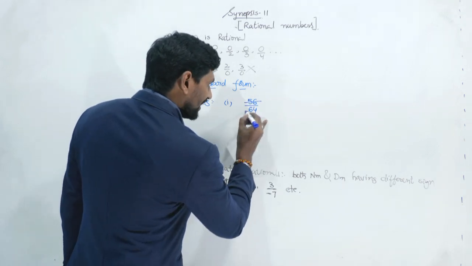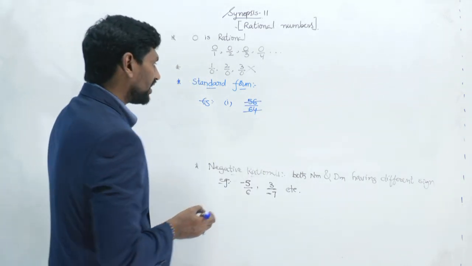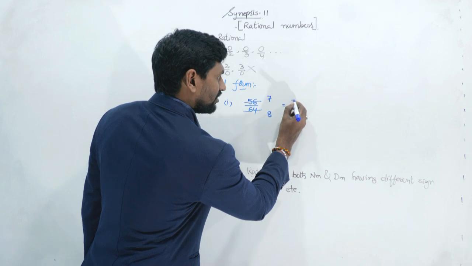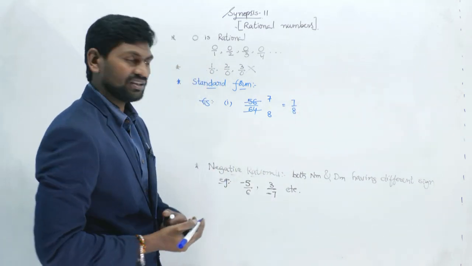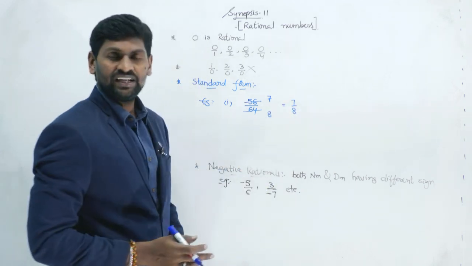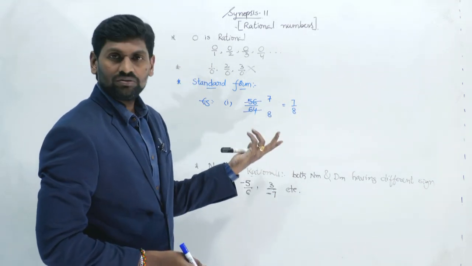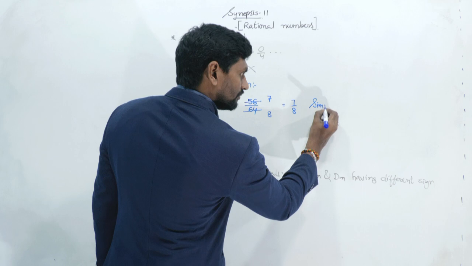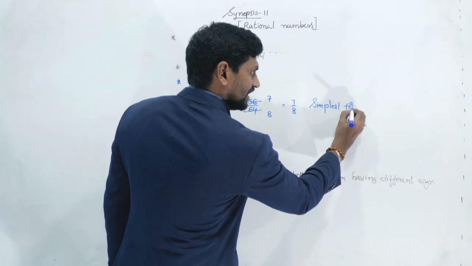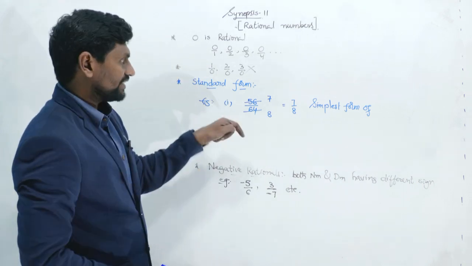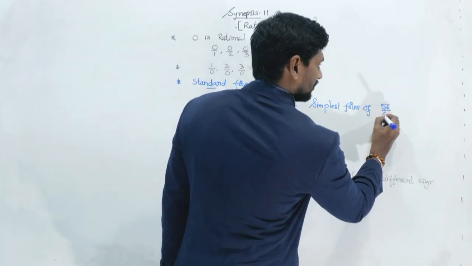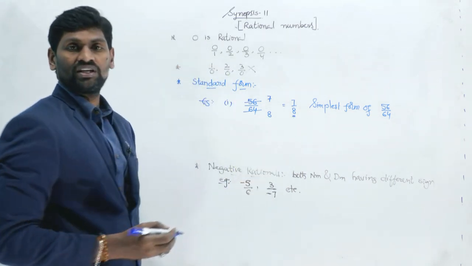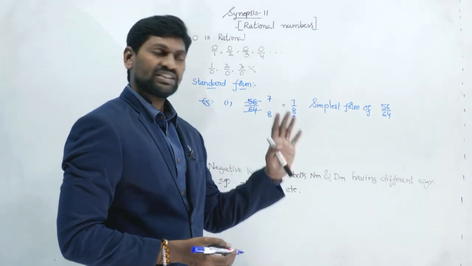Now I am going to cancel the 8 table from both numerator and denominator. 8 sevens are 56, 8 eights are 64. So 7 by 8. Now, any cancellation between 7 and 8? No, because there is no common factor except 1. So 7 by 8 is the simplest form of 56 by 64. We also need to check the denominator. Is it a positive or negative number? 8 is a positive integer. Yes, it is in standard form.